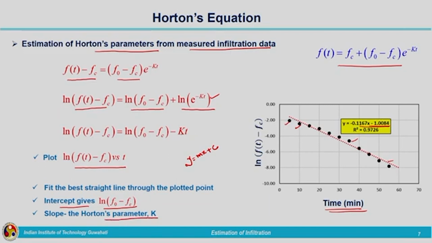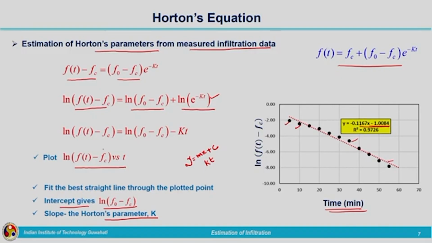This is y equal to mx plus c, where instead of mx we have kt. So, the slope m is giving us Horton's parameter k. By this way, if we make the plot of ln of f of t minus f of c versus time, it will give us Horton's parameters.